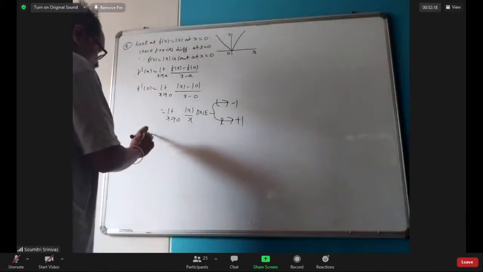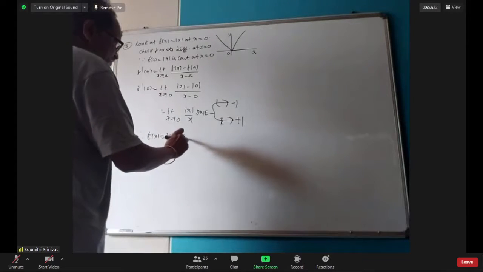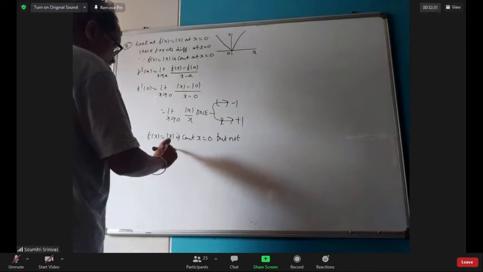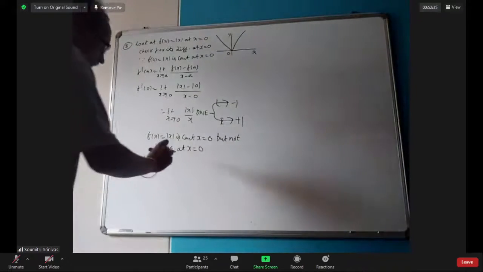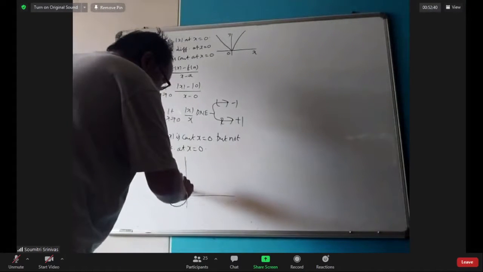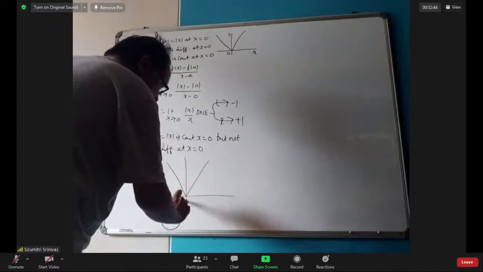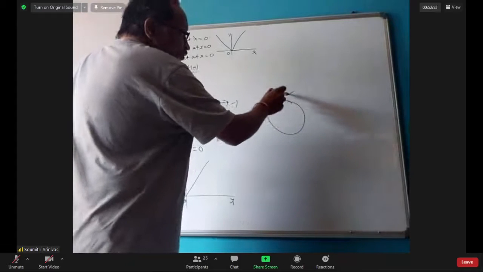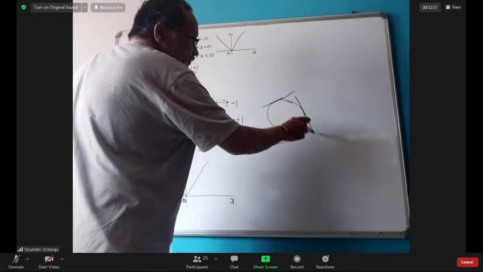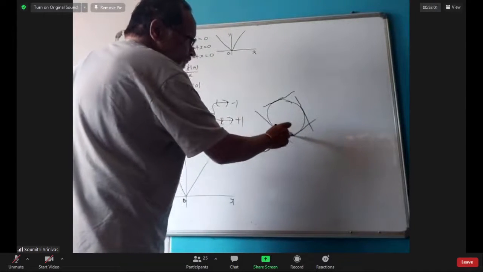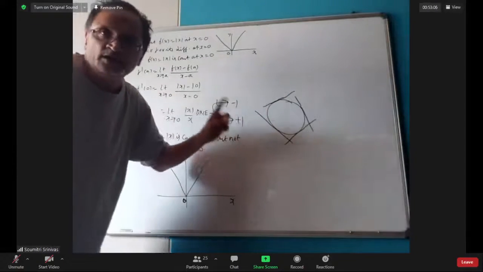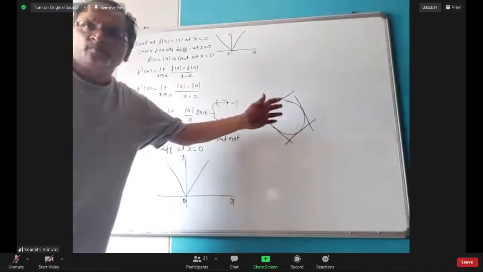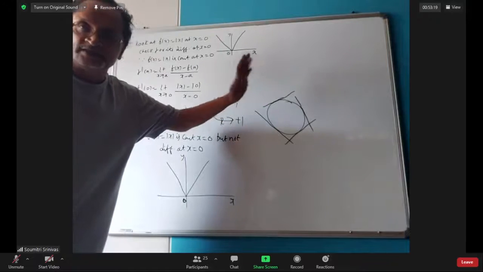Therefore, f of x is equal to mod x is continuous at x is equal to 0, but not differentiable at x is equal to 0. Why? Because sharp-edged points will always act as points of non-differentiability. When you are able to draw a tangent, you should draw a unique tangent. At all these points on the circle, you are able to draw a unique tangent. But tangent means touching the curve only at one point. This particular time, later it will change. That we'll see later.